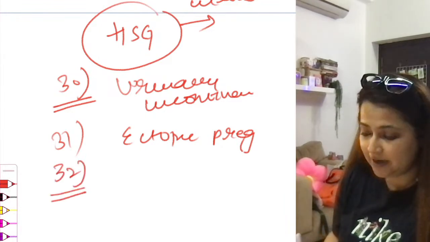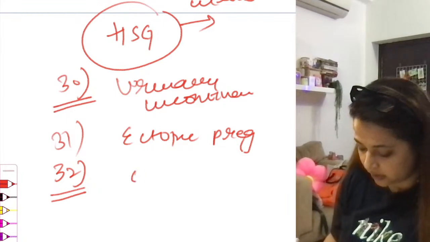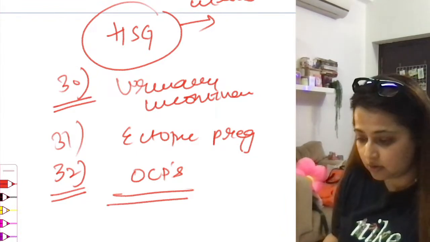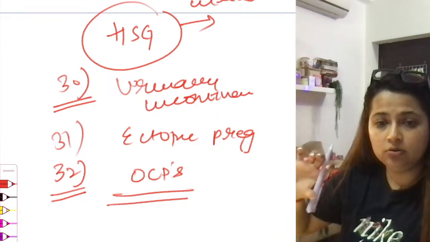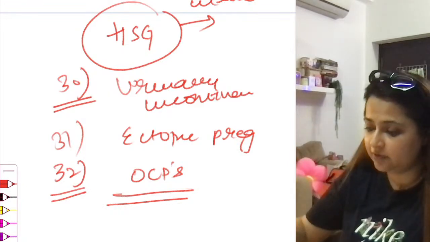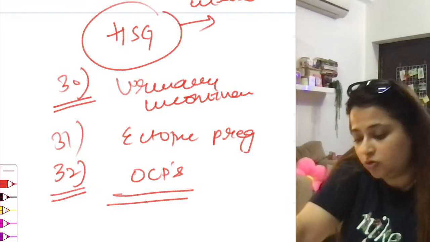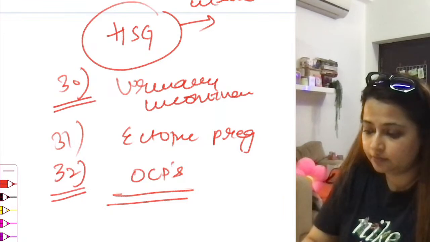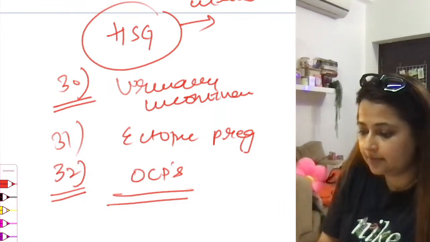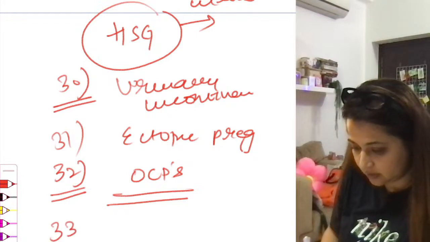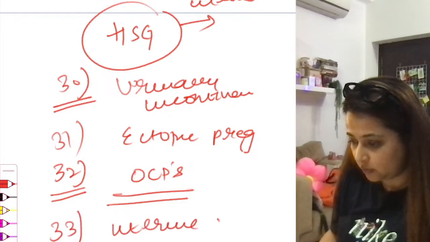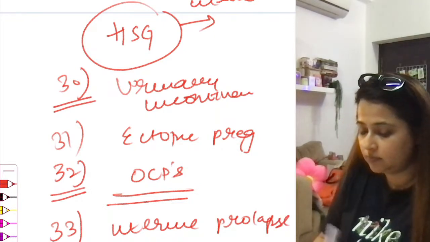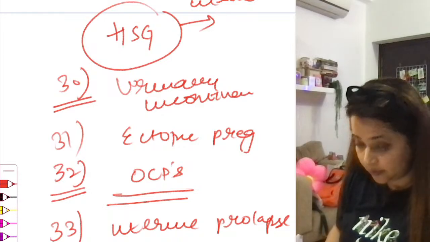And then the kind of question in which a female is prescribed OCPs and she misses a pill: how is she going to compensate for that? Remember, if one pill is missed, two pills are missed, or more than three pills are missed, you should know this criteria. Next, the uterine prolapse stages. Uterine prolapse, very important.